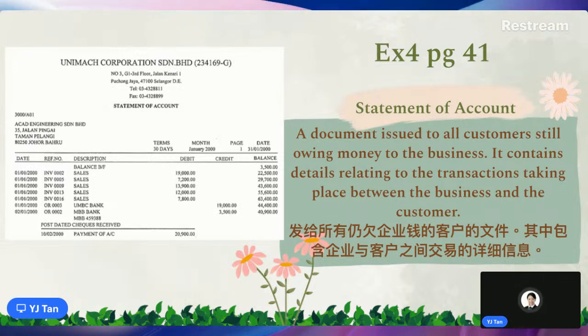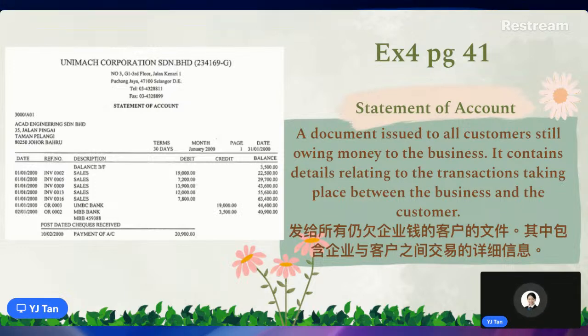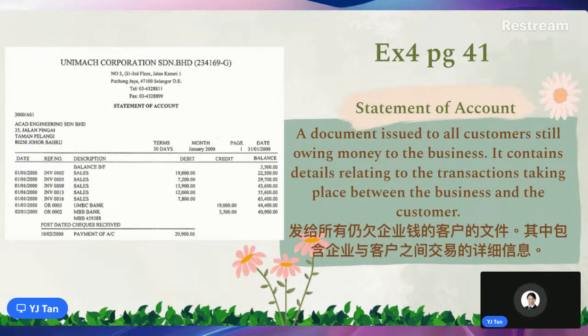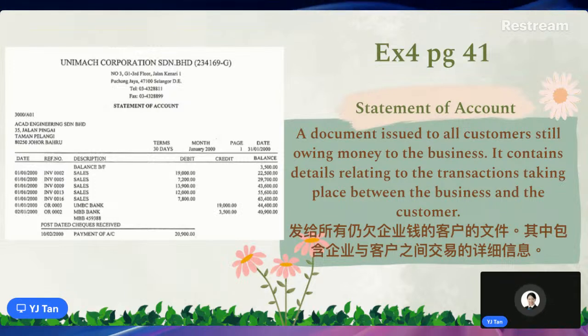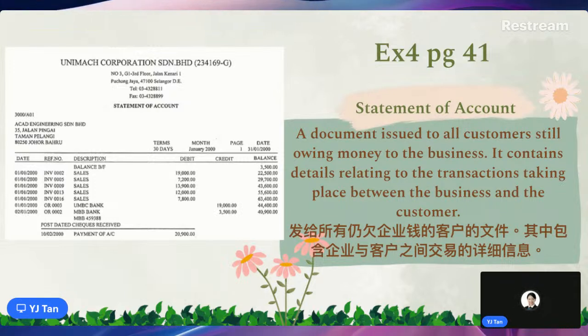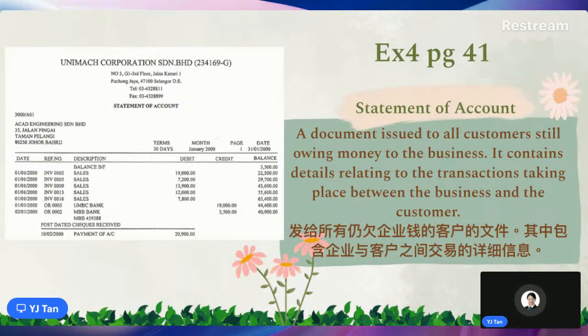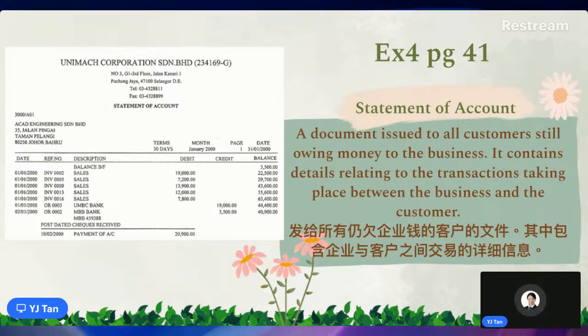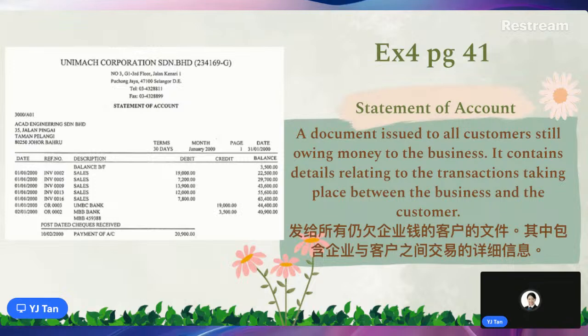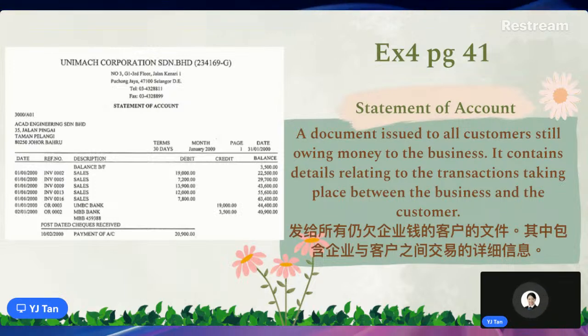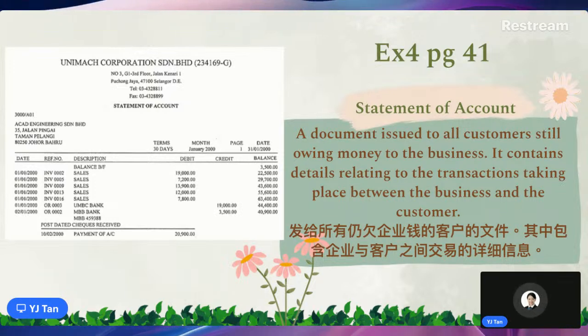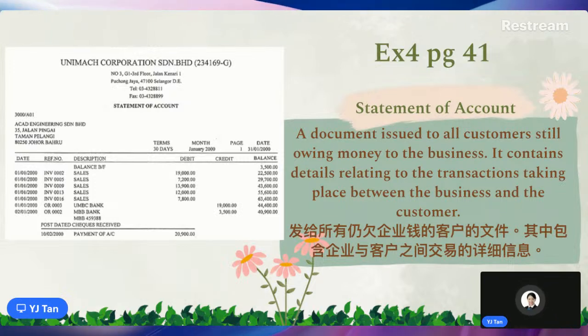On top of that, I can actually make another payment to Unimatch, MBB Bank, okay, with 3,500. And then below that, you see MBB 459,388. This is a reference number. It actually says that this is the transaction number that MBB Bank has for this 3,500 bank in. So the owing amount is further reduced to 40,900.